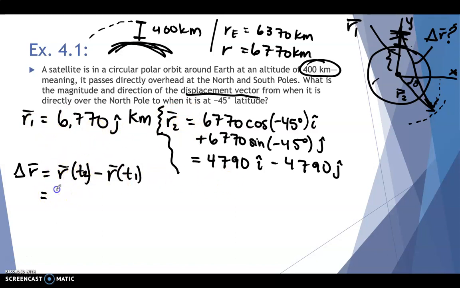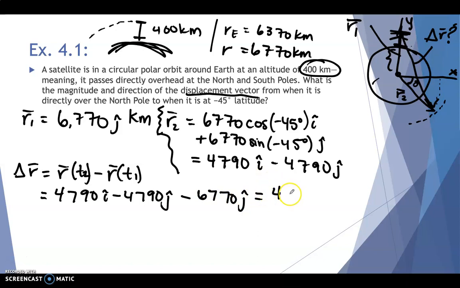So we'll take our numbers and plug them in. 4,790 i hat minus 4,790 j hat, minus our R1, or r at t1, 6,770 j hat. Okay, and we get 4,790 i hat minus 11,560 j hat, approximately.